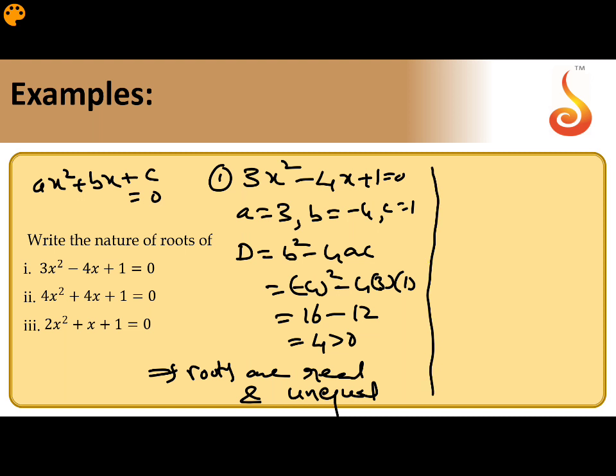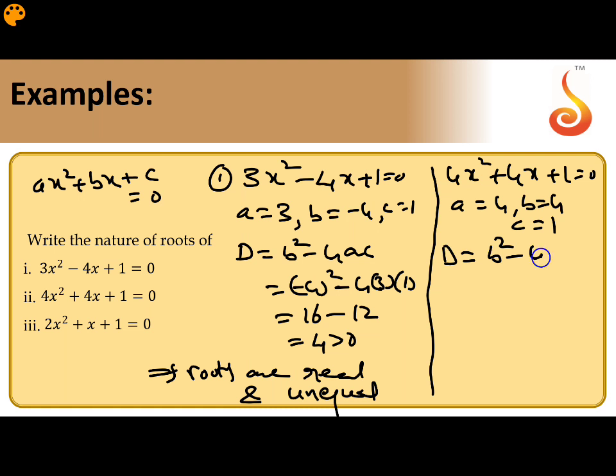Next, clear this one? Second one. What is second one? 4x square plus 4x plus 1 equal to 0. Here what is A? A is 4, B is 4 and C is 1. So now you can take discriminant, b square minus 4ac. What is B here? 4. 4 square minus 4 into 1 into 4. So means 16 minus 16. That gives 0. So here D is 0.